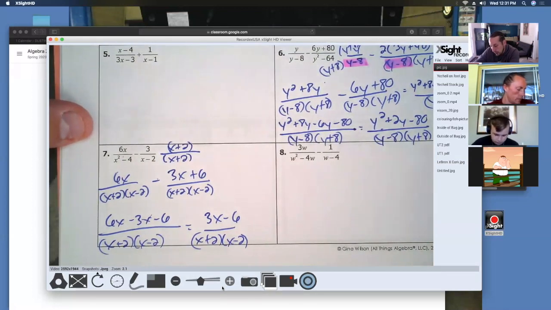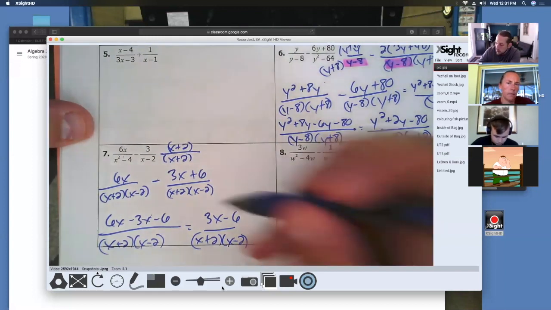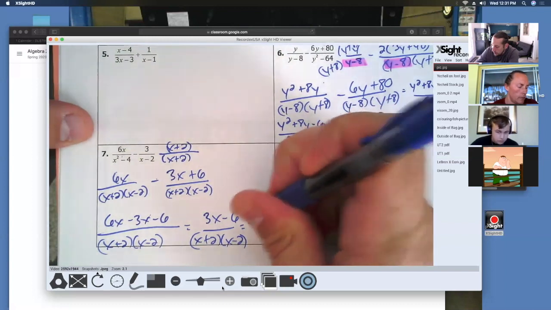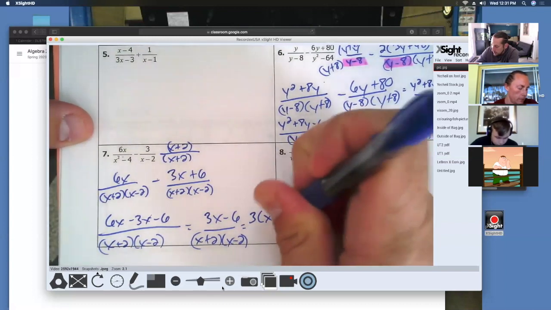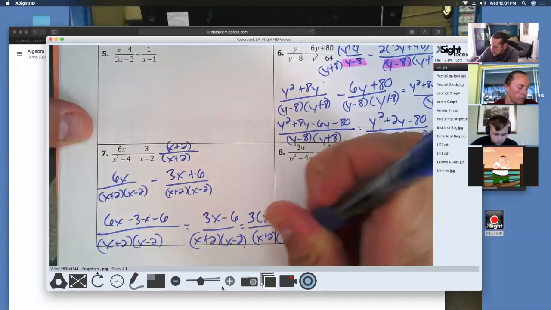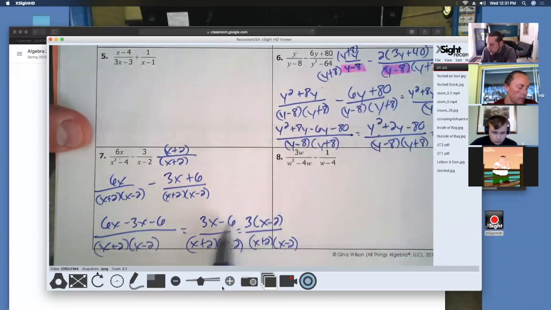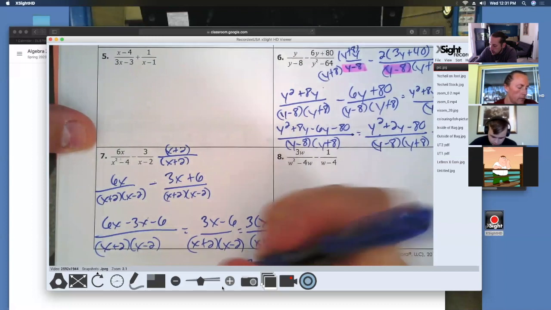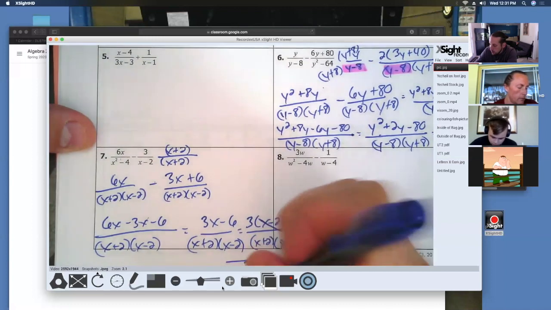Again, technically done, but we need to simplify still. I have a GCF up here. I can pull out a 3. If I pull out a 3, that leaves me with x minus 2. Remember, we only want to do this step if that gives us a common factor that we can cancel out. So cancel and cancel. So it's 3 over x plus 2.